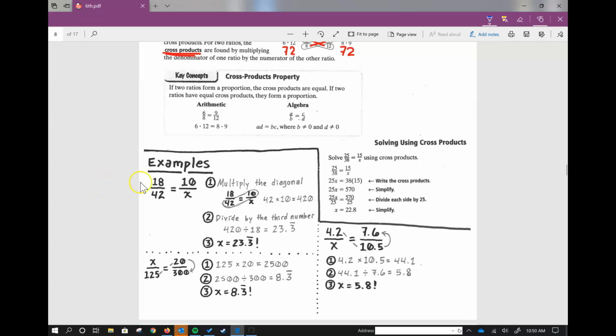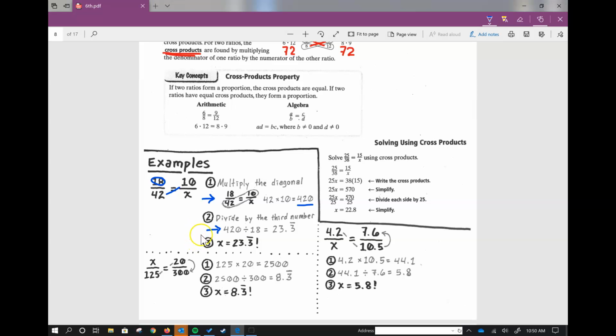Okay, we've got 18 over 42 is equal to 10 over something. So let's look at the numbers that are diagonal. The numbers that are diagonal from each other are 42 and 10. And we've already done the work here. 42 times 10 is 420. Once we've done that multiplication, we're going to divide that answer by the number we haven't used yet, which is 18.